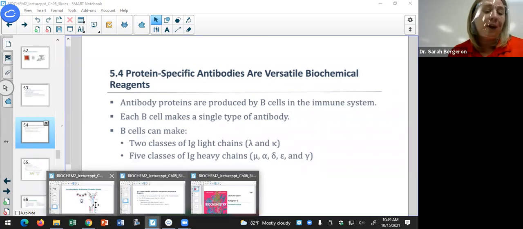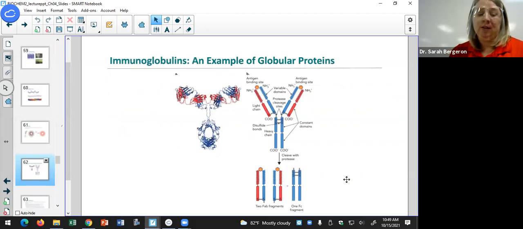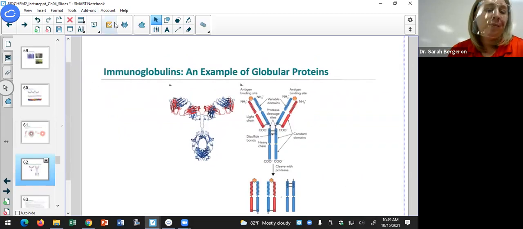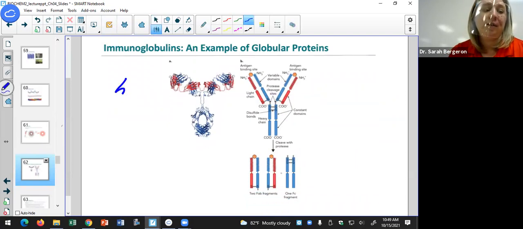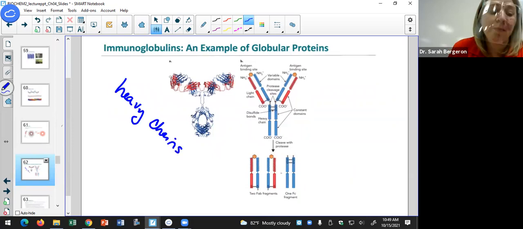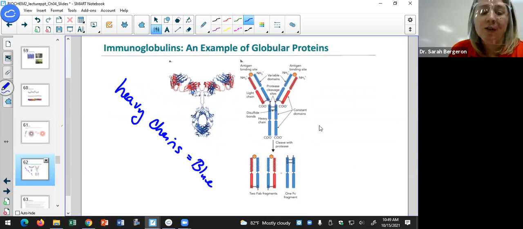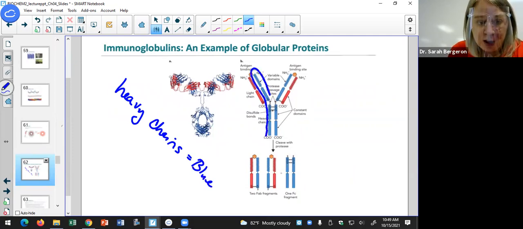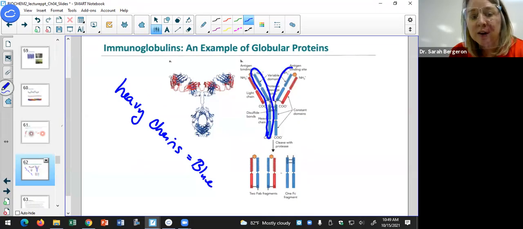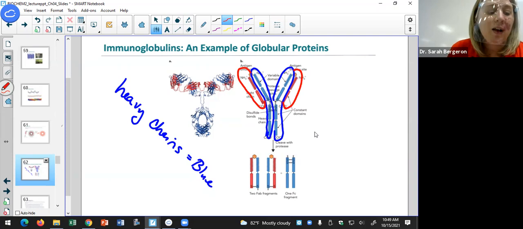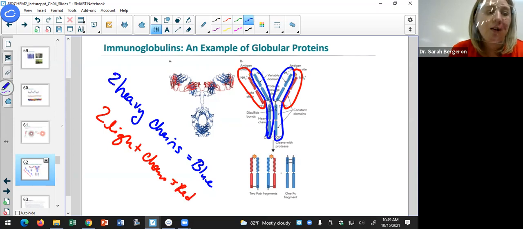If you go back here real quick, what are the heavy chains in this diagram? They're blue, right? So this is one heavy chain. Do you see how an antibody has 1, 2 heavy chains? How many light chains does it have? 1, 2. So it has 2 light chains, and they're in red, and it has 2 heavy chains.